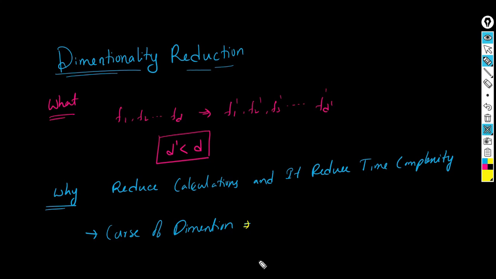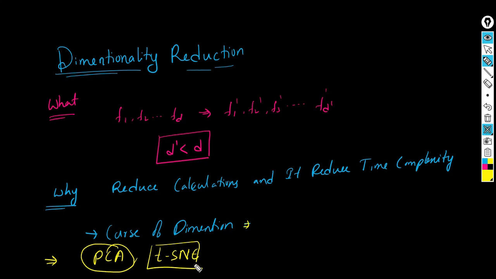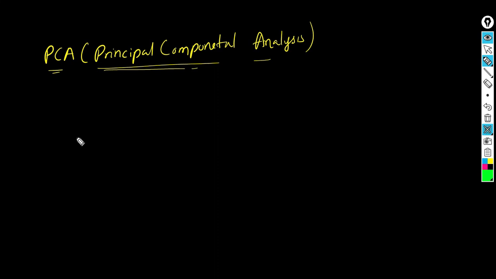Let's see some techniques. Basically we are going to discuss two techniques. One is PCA, another one is TSNE. In this video we are going to discuss PCA, and in the next video we will discuss TSNE. TSNE is a deep learning approach. Now see the PCA. PCA is principal component analysis. This is one of the statistical approaches to reduce the dimensionality.